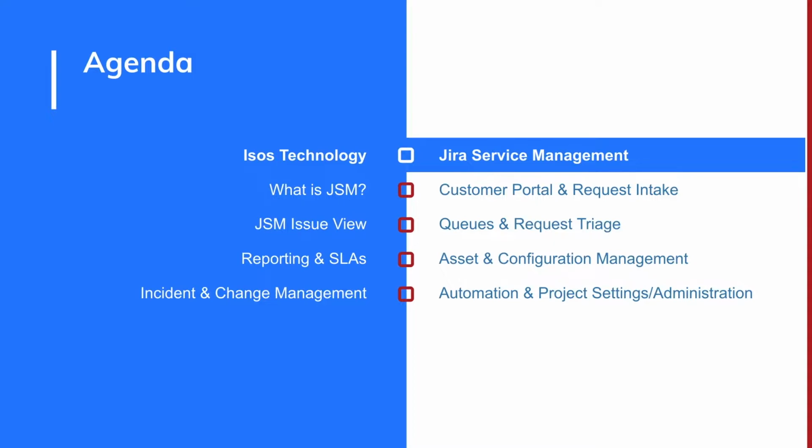We'll then move on to queues and request triaging. So how we triage out those requests to different members of our team, maybe different support teams, how we hand that over to maybe Jira Software teams or other people within the Atlassian system as well.